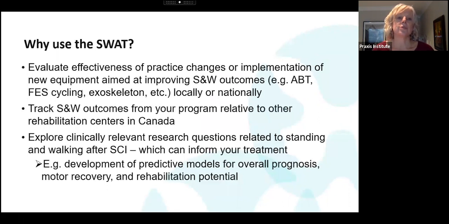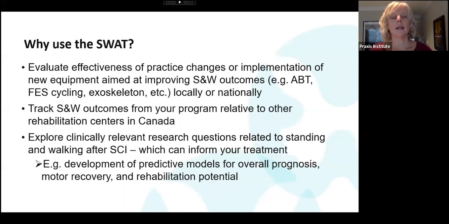Other reasons to use the standing and walking assessment tool, and some of the centers are starting to use it in this way. If we have this information collected in a single place, it lets us look at the effectiveness of different things we're doing in practice. So if we're implementing a new activity-based therapy program, or the use of some type of new equipment, an FES cycle or exoskeleton use, it allows us to really look at what the impacts of that are on your clients because we're collecting all of this information.